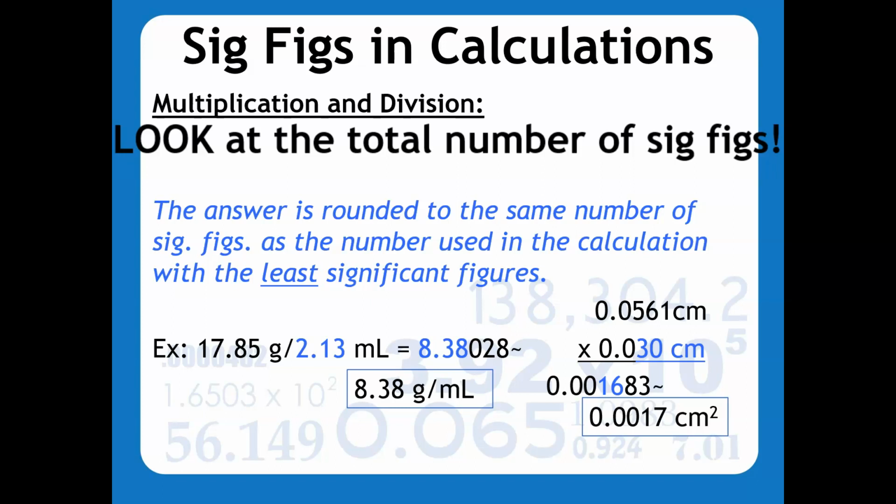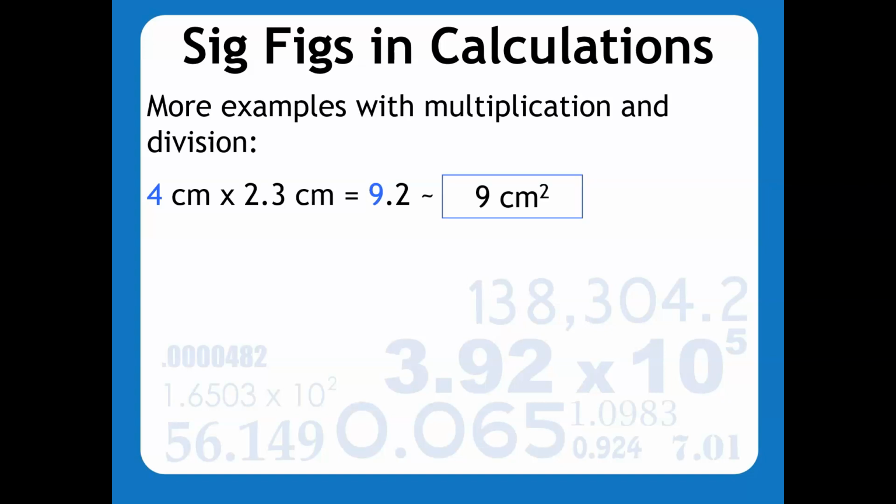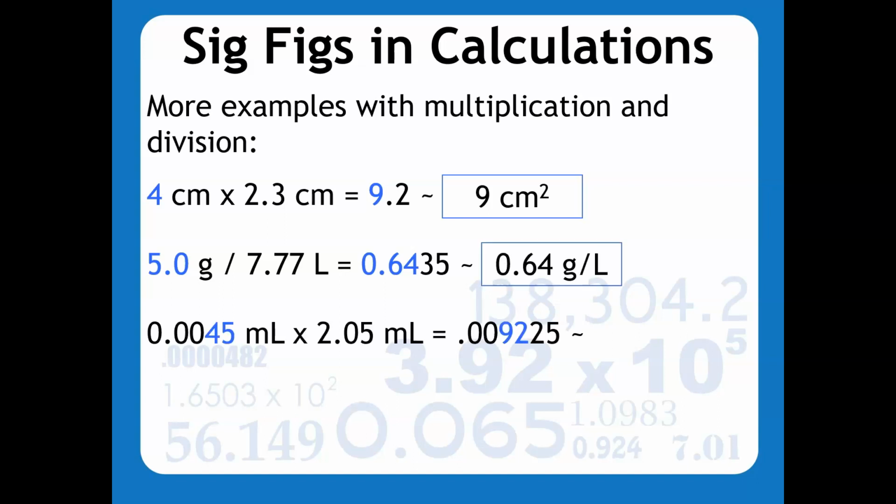Okay, so let's try some examples with this. So we've got this first one. Notice there's 1 sig fig with 4, and so then our answer should only have 1 sig fig. So it would be 9 centimeters squared. 5.0 over 7.77, right? There's 2 sig figs in the first number, 3 in the second, so therefore our answer should only have 2.